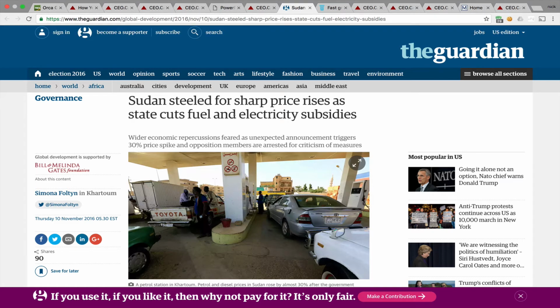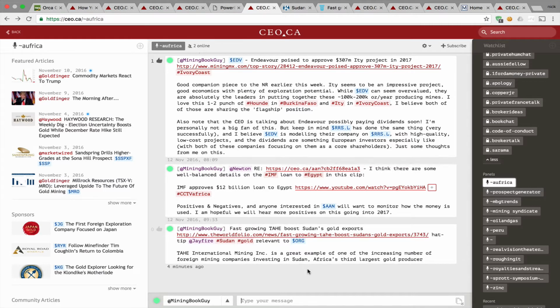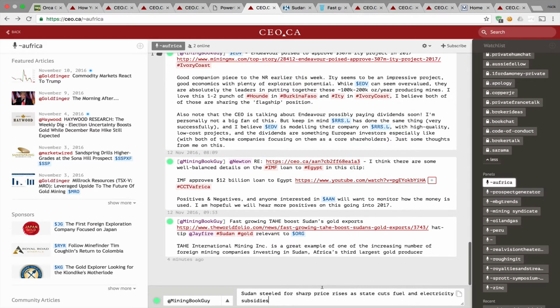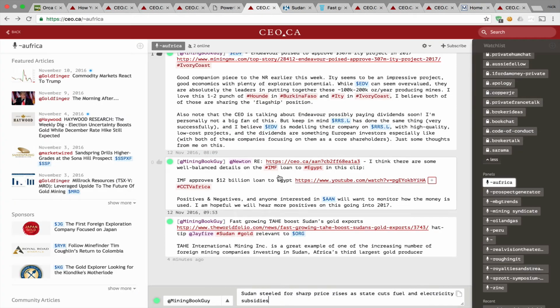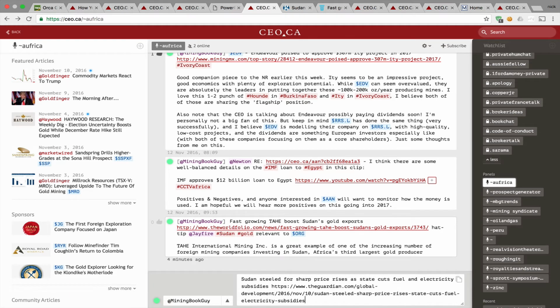I'm going to tag this other one, and I actually wanted to point this out. This is not good news. Sudan, sharp price increases. This one was also found by Jayfire, which was great. I'm sure I would have come across this eventually because I'm kind of obsessed about Orca and Sudan, at least recently. But all the better that someone else found it. And that's the point: CEO.CA is aggregating this information often before any other sites. So I'll definitely give him a little more credit here. Hat tip to JFire.